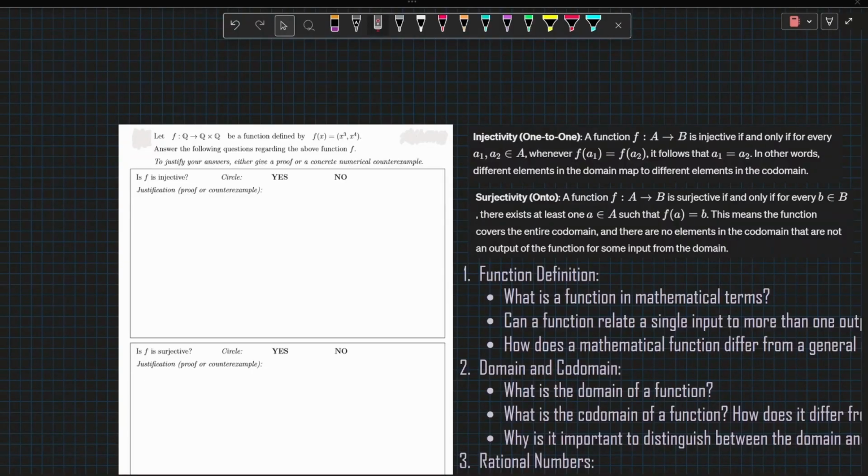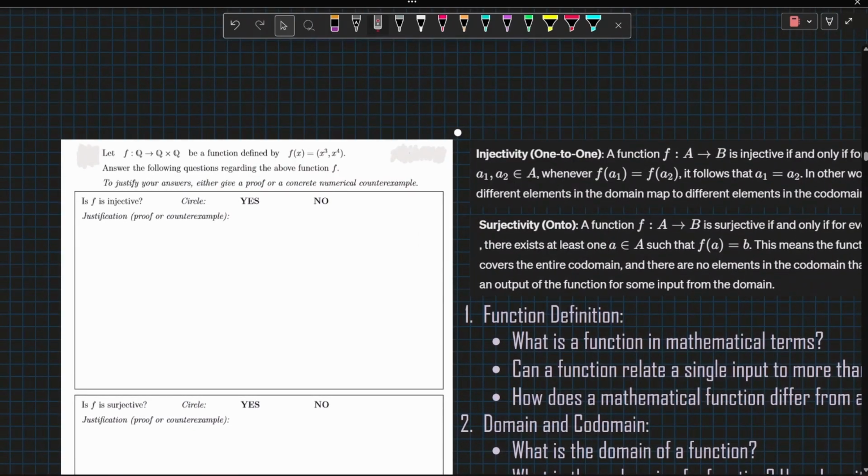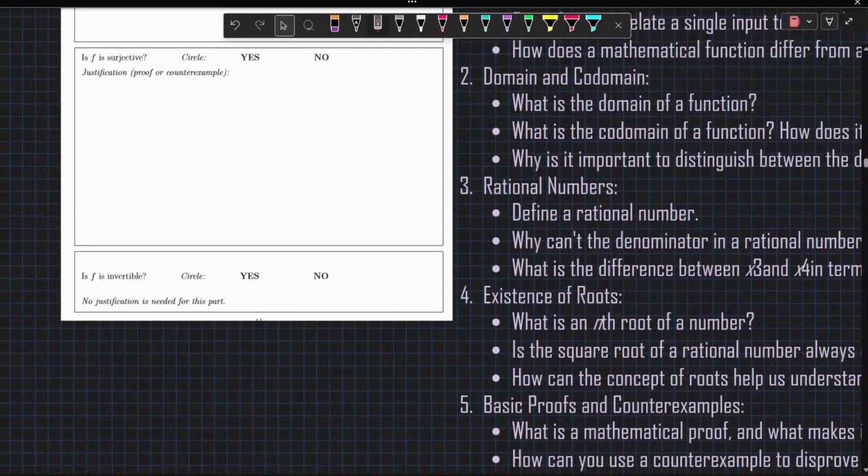Alright, so we have a question here. We have a function, a map from the set Q to Q cross. The function is defined as f(x) = (x cubed, x to the 4). Answer the following questions regarding the above function. We need to prove whether this function is injective, surjective, or invertible.